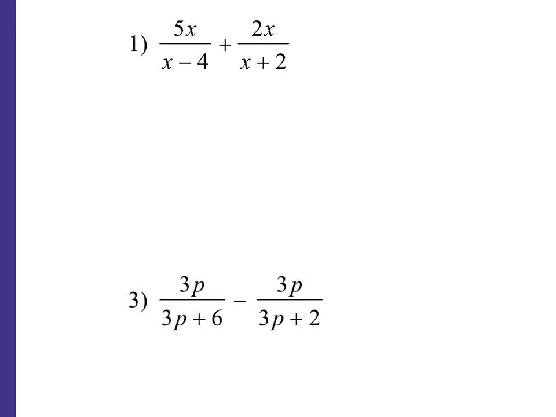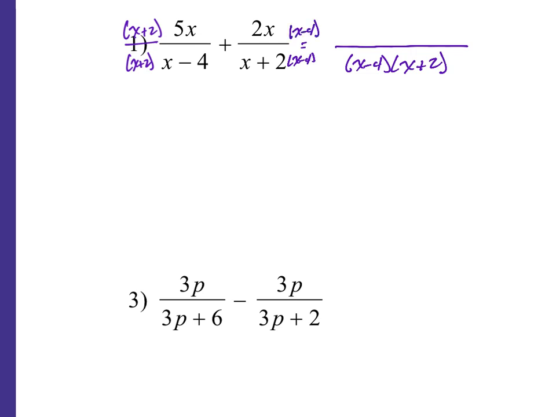I need a common denominator. The denominators have nothing in common. So my common denominator is going to be x minus 4 times x plus 2. Okay, and what does my first denominator need? Well, it needs the x plus 2. And my second fraction needs the x minus 4. Okay? Any questions?